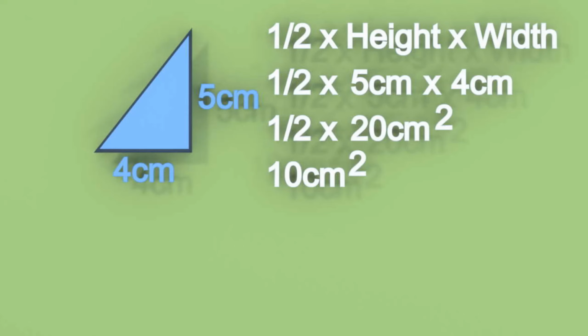And now for the why. Well, if we think about it for a while, we might realise that 2 of our triangles make a rectangle. The area of this rectangle is 5 times 4, so the area of our triangle must be half of that.